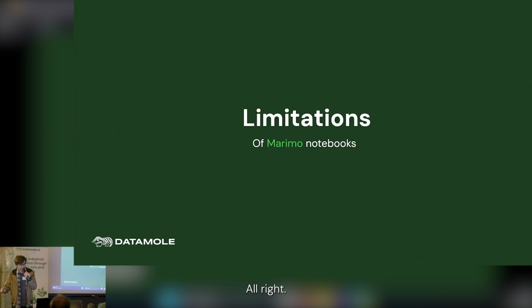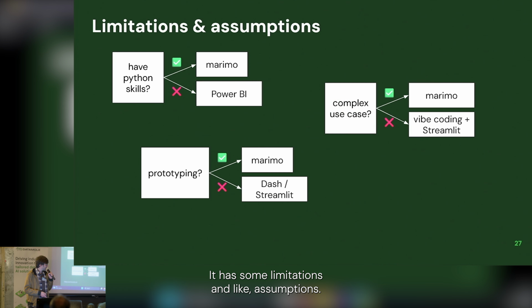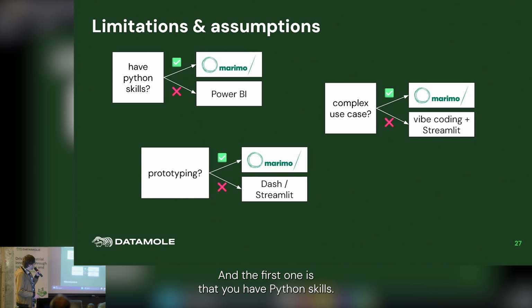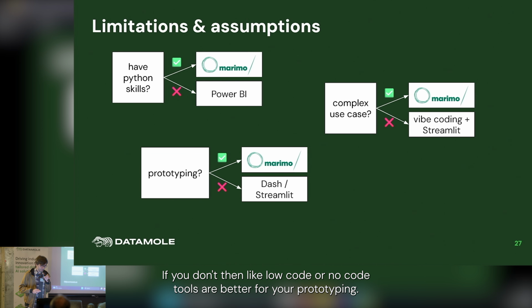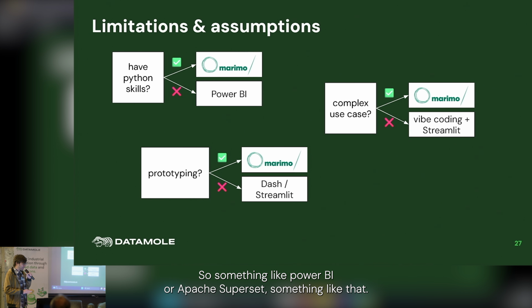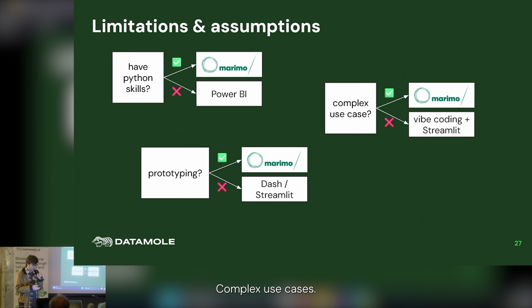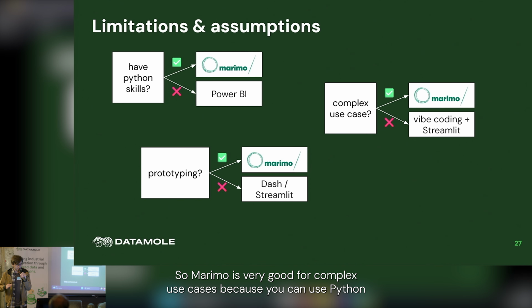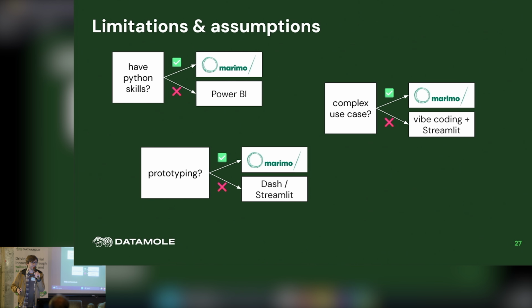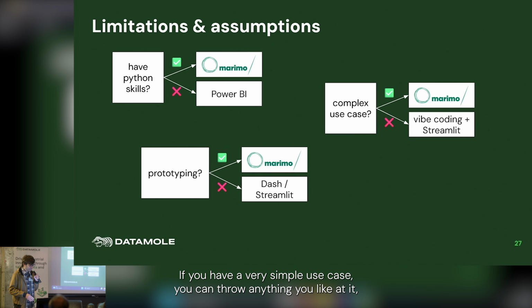All right. As with everything, it has some limitations and assumptions. The first one is that you have Python skills. If you can code in Python, then nice. If you don't, then low code or no code tools are better for your prototyping, something like Power BI or Apache Superset. Complex use cases: Marimo is very good for complex use cases because you can use Python and you have it under control. If you have a very simple use case, you can throw anything you like at it, right? So maybe vibe coding plus Streamlit, something else.